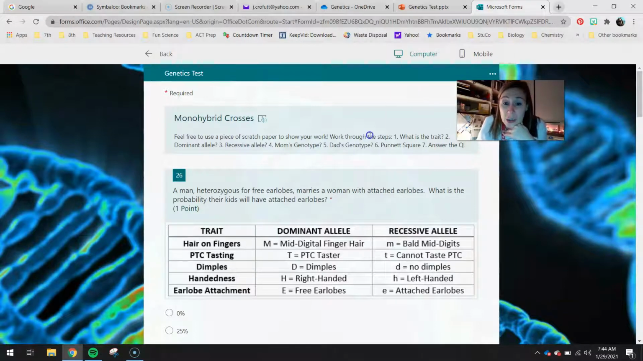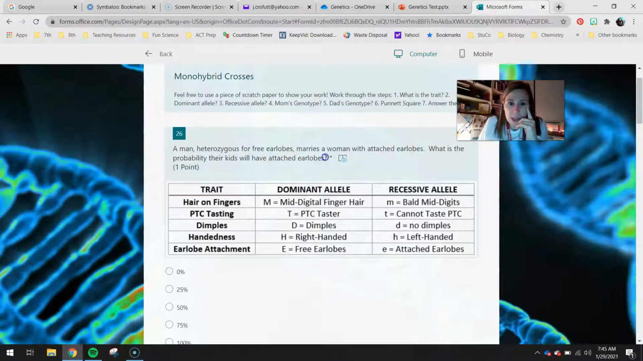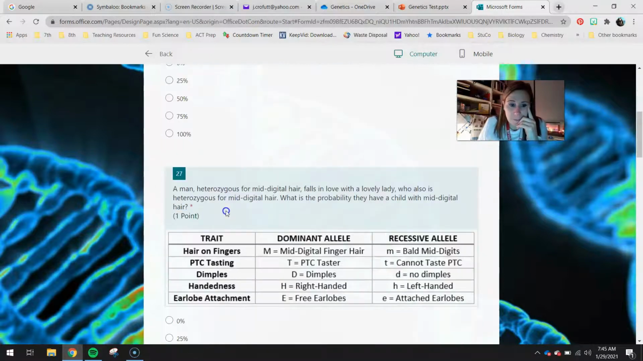So remember the steps you can work through. What is the trait? What is the dominant allele? So make a little key. What does the big M stand for? What does the little m stand for? What's your recessive allele? What's Mom's genotype? Dad's genotype? Then you can fill out a Punnett square on that piece of notebook paper. I don't need the notebook paper or anything like that. And the question that asks you is, what is the probability that kids will have attached earlobes? You can just check one of the percentages there.